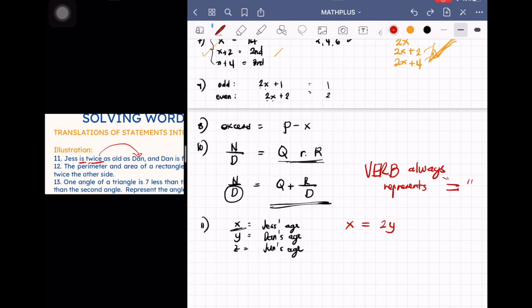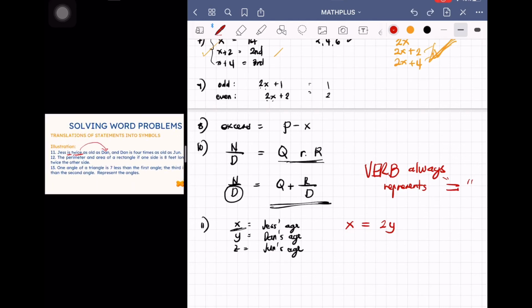Okay, next. Dan is 4 times as old as June. Dan, which is Y, is, di ba? Is represents verb, so that's equals 4 times ng edad ni June. So, that's 4 times edad ni June is represented by Z.